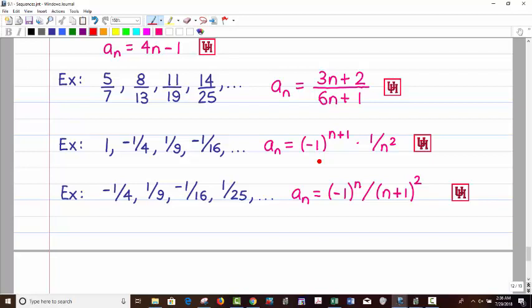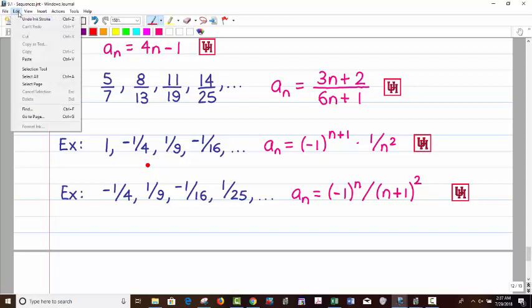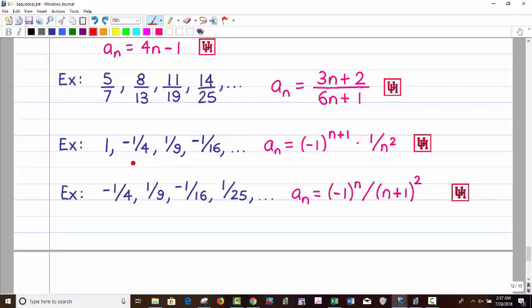Now the denominator, sometimes we have to be careful, because when they reduce to whole numbers like this, they won't always show you the denominator. But of course, 1 is the same thing as 1 over 1. So there's a 1 on bottom. So 1, 4, 9, 16 is basically 1 squared, 2 squared, 3 squared, 4 squared. So it would be n squared.